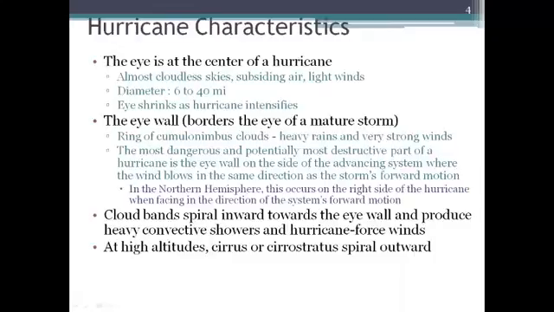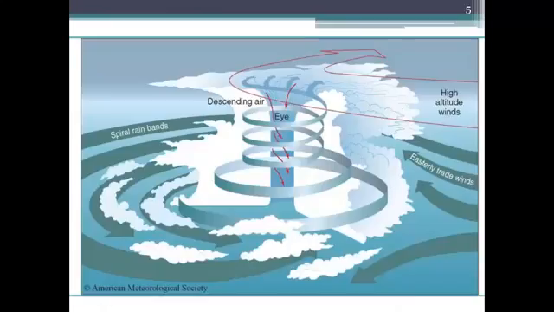Another characteristic are the cloud bands that spiral inward towards the eye wall. These produce heavy convective showers and hurricane force winds. And then up at higher altitudes, we'll see cirrus or cirrostratus clouds that are spiraling outward from the eye of the storm. Let's take a look at a schematic.